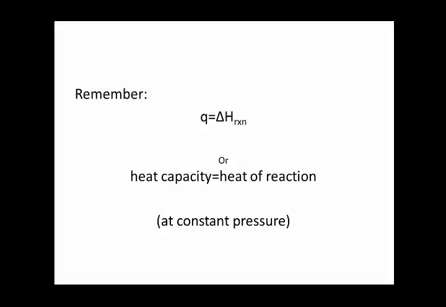Okay, so now we're going to bring up a point that I briefly mentioned earlier. I want you to remember that Q is equal to the heat of reaction at constant pressure, where the heat capacity of reaction is equal to the heat of reaction. So that means for us that we have a Q, or a heat capacity, which is equal to our delta H of reaction, or heat of reaction, which equals negative 1.3 times 10 to the third kilojoules.